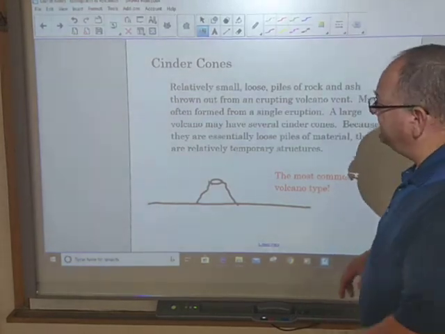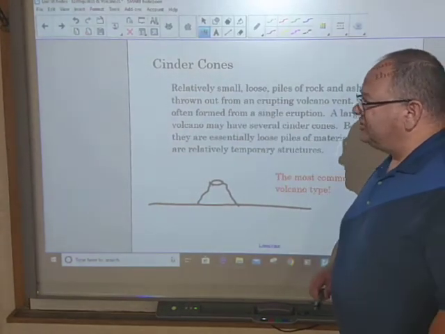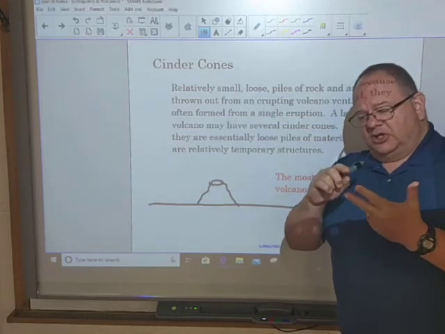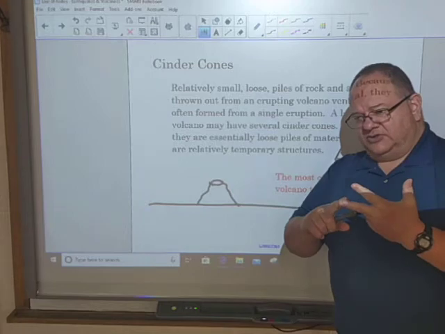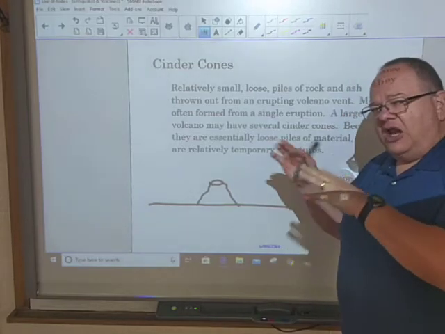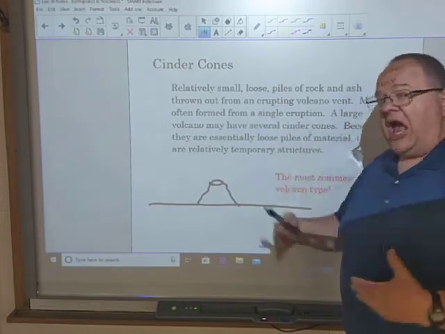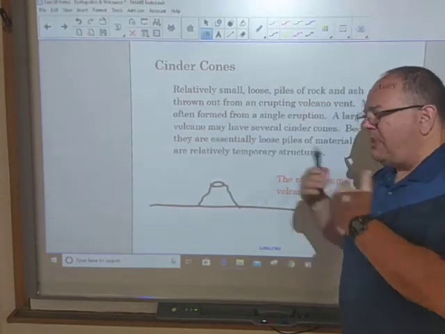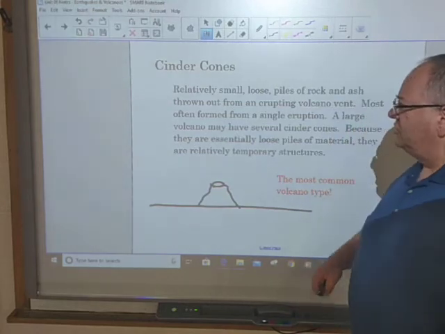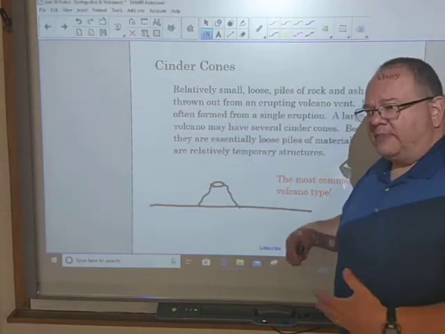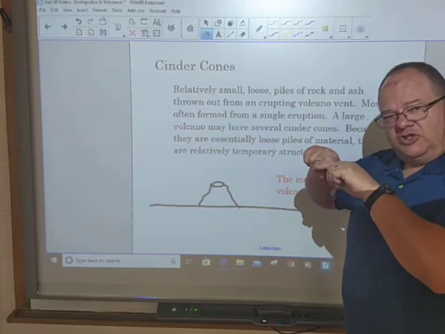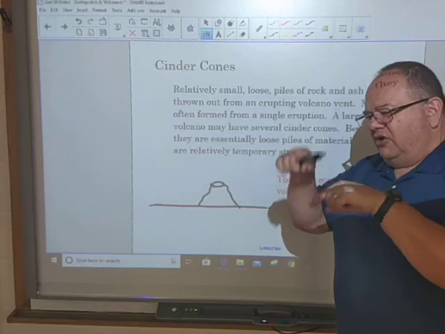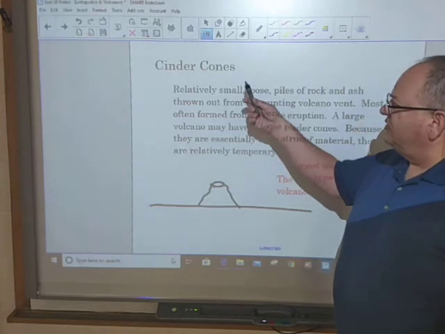We're almost done with today. I'm going to just mention cinder cones. So we've had shield volcanoes and composite volcanoes. Well, cinder volcanoes are actually the most common volcanoes. But really, cinder cones are part of the other volcanoes. Because when the other volcanoes are erupting, you get places where it's called a vent, where it throws material out of the ground, and that material just kind of piles up alongside and builds this little cone.